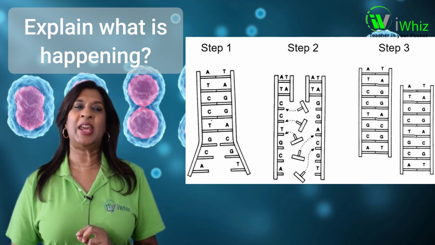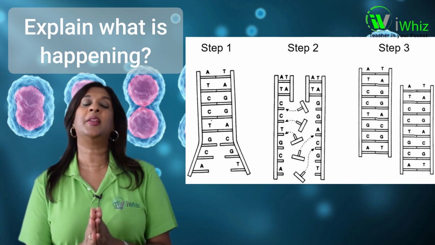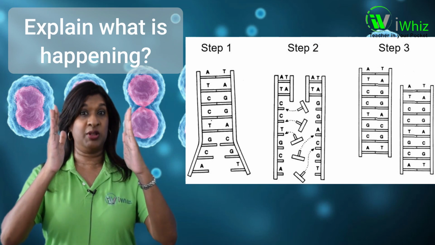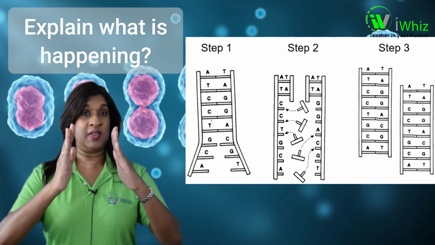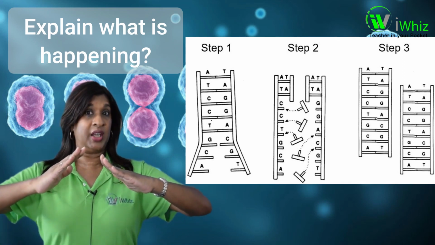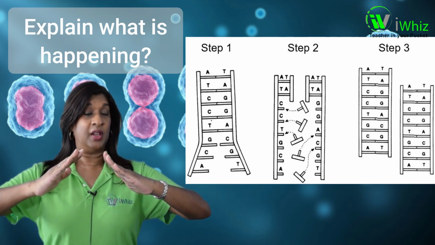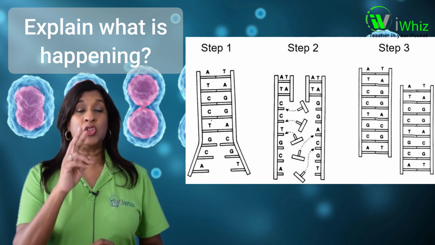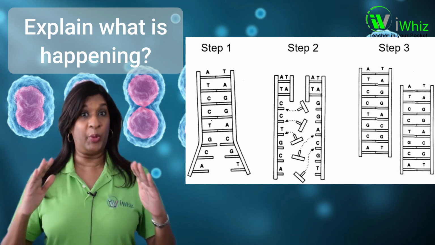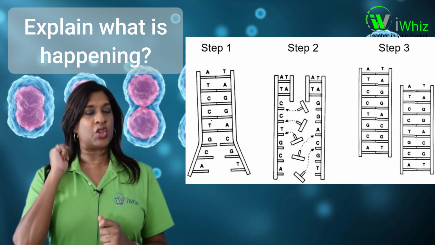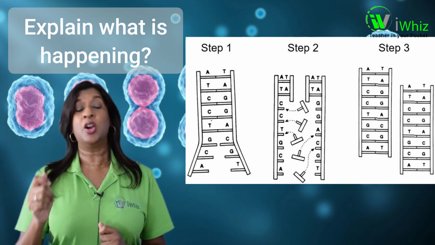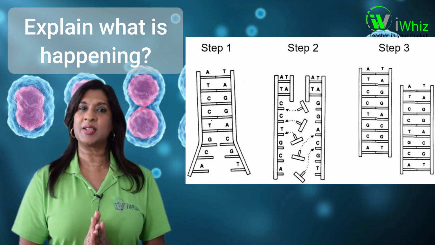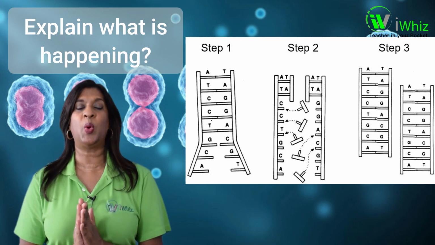So let's explain what's happening in step 1. So look at step 1. What do we see? You see your double-stranded DNA, and you can see the 2 strands are beginning to separate from each other. And since it says explain, you need to say, the 2 strands of DNA separate from each other because the weak hydrogen bonds holding the nitrogenous bases together break. Right. So that's your answer for step 1.